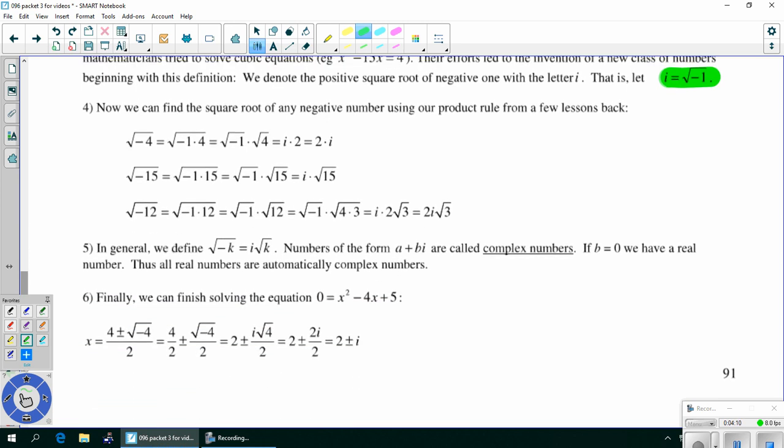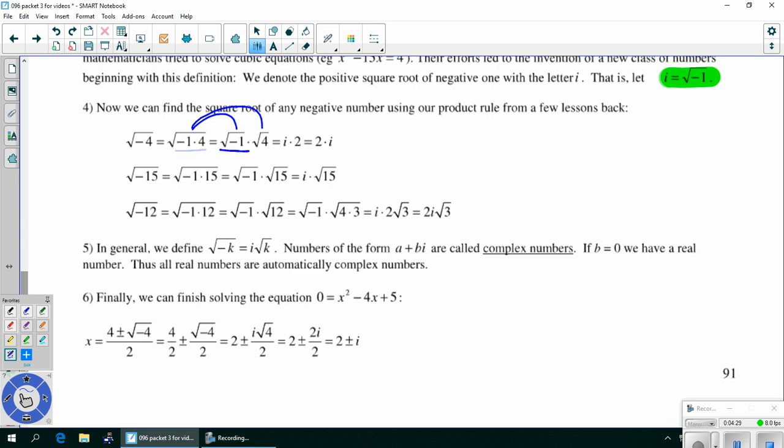Well, now we can find the square root of any negative number using our product rule from a few lessons back. For example, the square root of -4 is the problem at hand. We changed that -4 into -1 times 4. Okay, no funny business there. And then we split that into 2 radicals. We've seen that many times now.